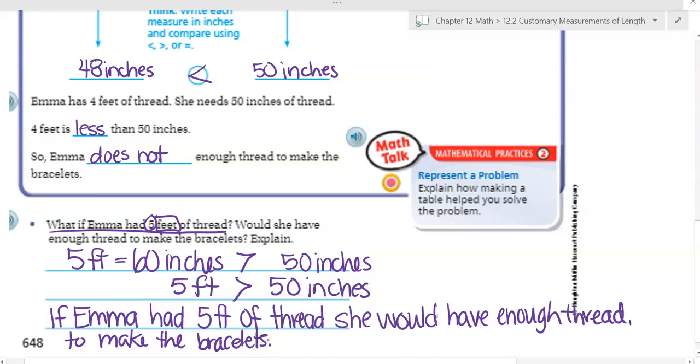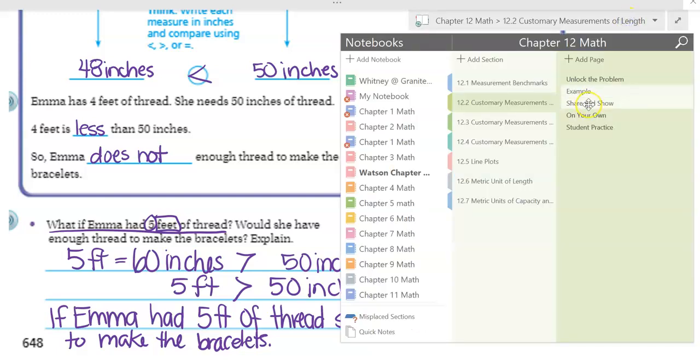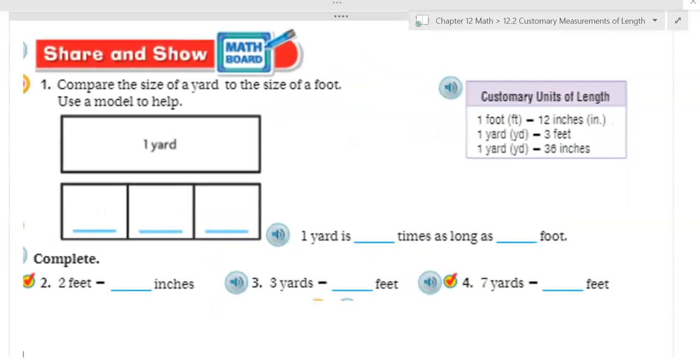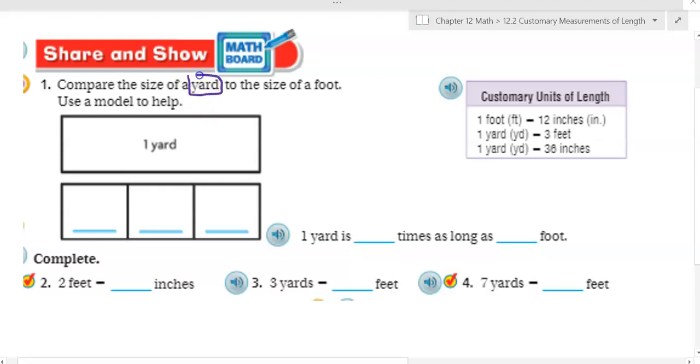Okay, and that's how we use multiplication to help us go between inches and feet. And that's a really important skill. So let's go ahead and turn to our share and show. Now we're going to look at yards. The question says, compare the size of a yard to the size of a foot. Use a model to help. So my keywords are yard and foot, and we're comparing them.